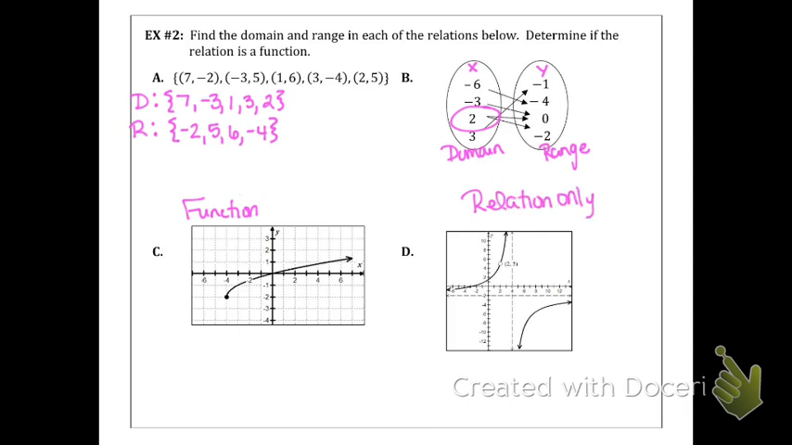So for C, C is a graph, and remember we said domain is our x's. And so I'm going to look at my x-axis, and we're going to have to write this as an interval because we can see that -4, -3, -2 are being used, but so are all the ones in between them. And there's no way to list out every single number in between like -3 and -2. So we're going to use some intervals.